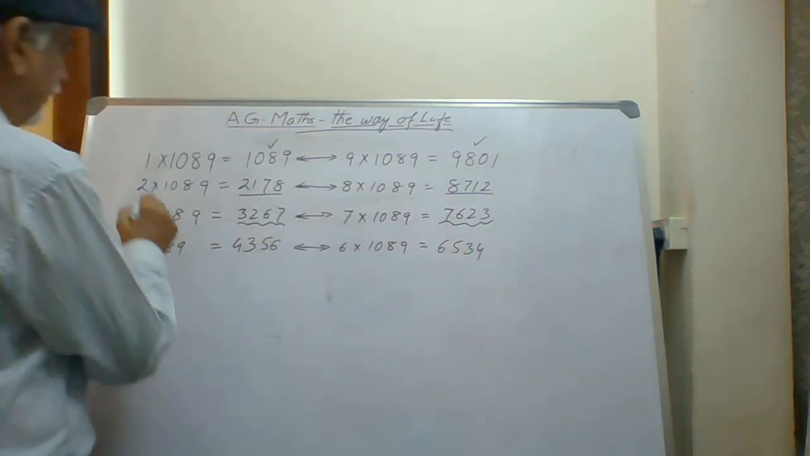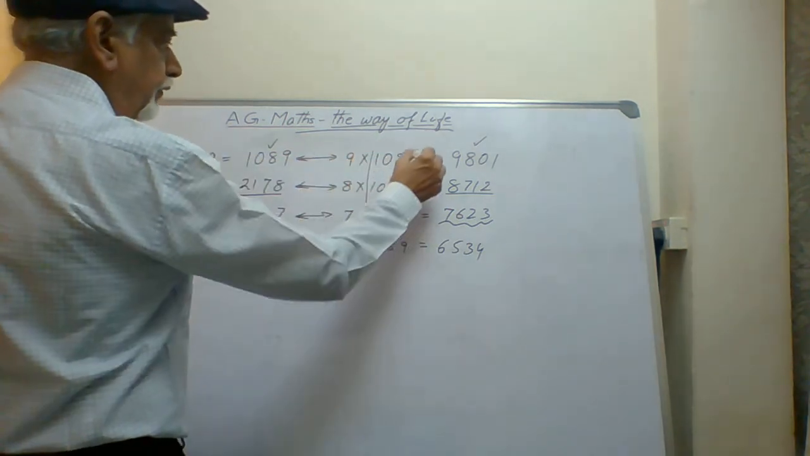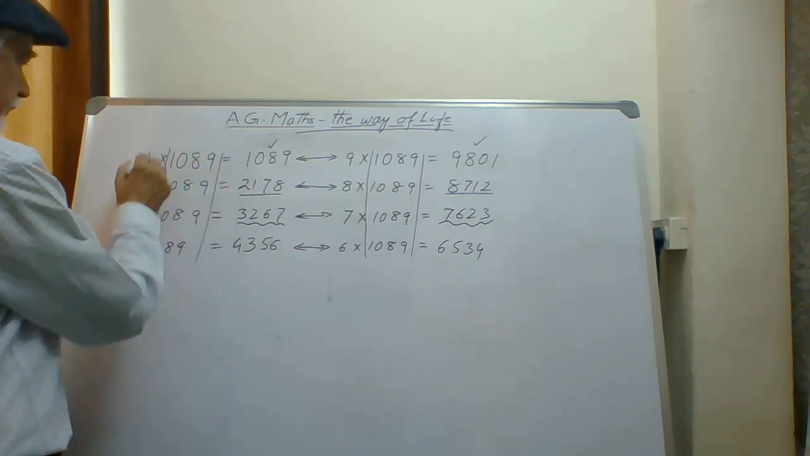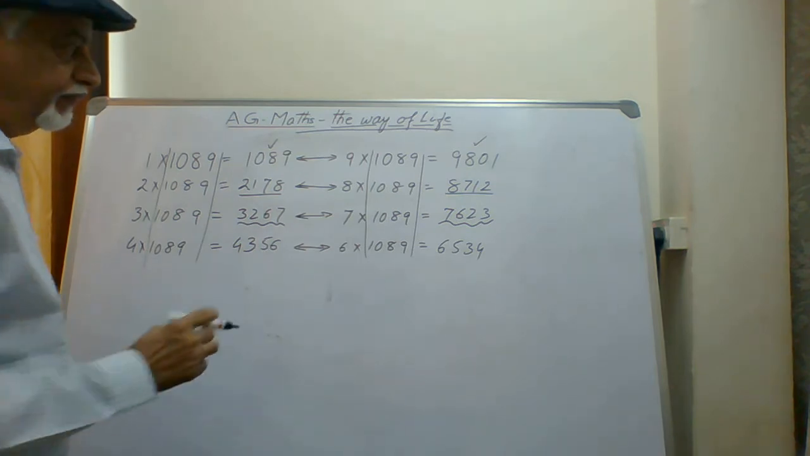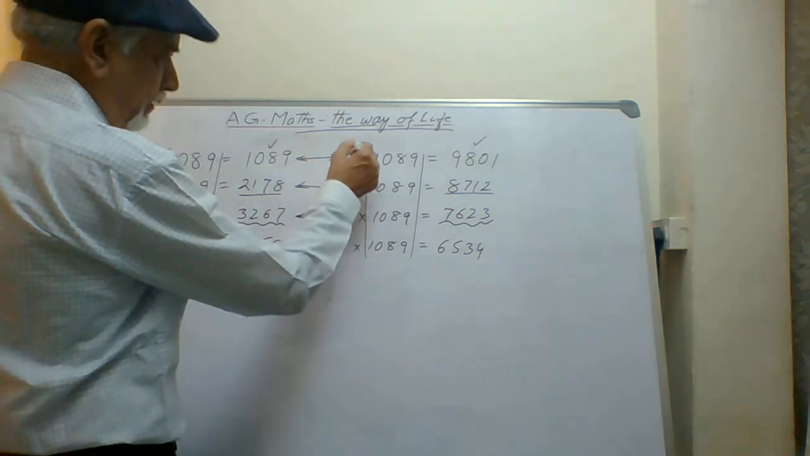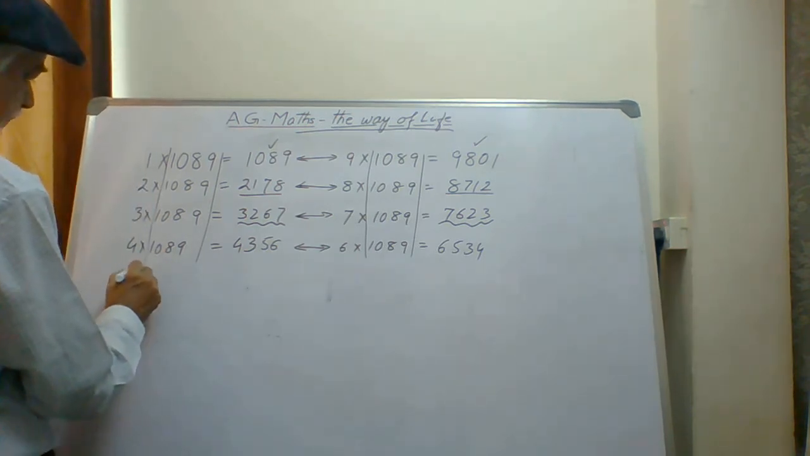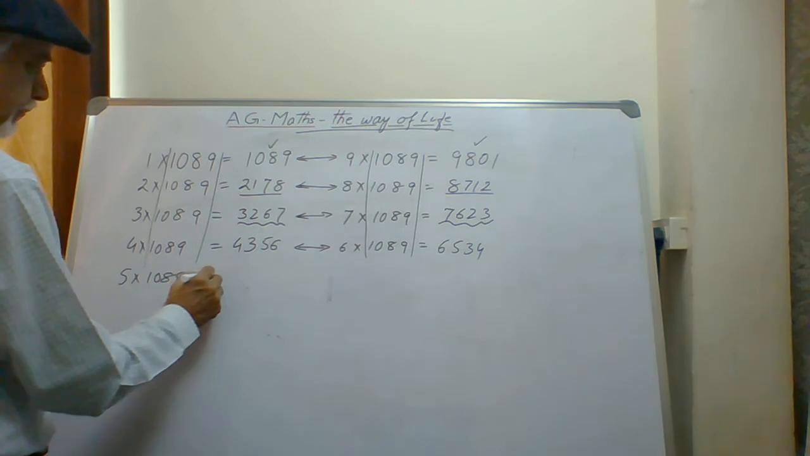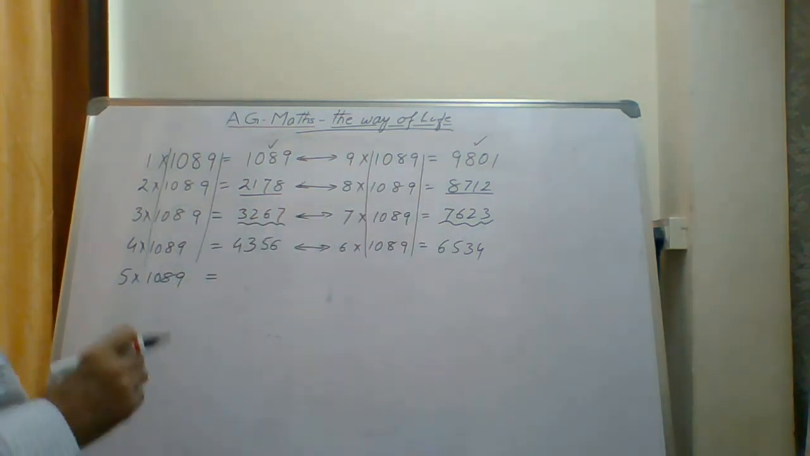So what I am doing, 1089 is fixed here, the same number, right? Here the multipliers are increasing from 1 up to 4, 5, 6, 7 like that. Here the multipliers are reducing from 9 downwards. Let's see what happens at 5. 5 is the common number. Both sides it should appear. 5 is here, 5 is here. So the number should be the same.